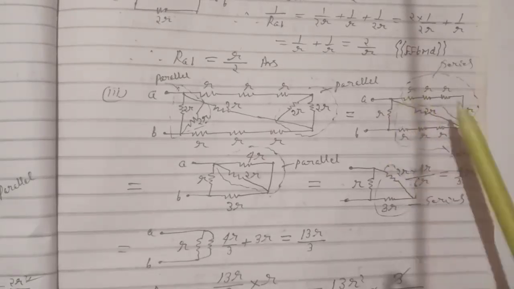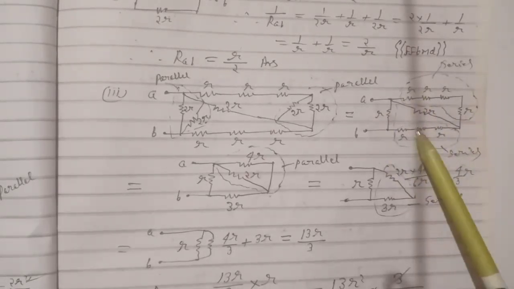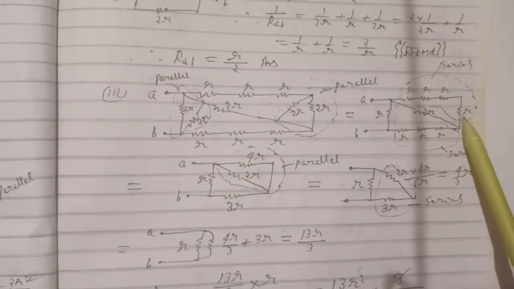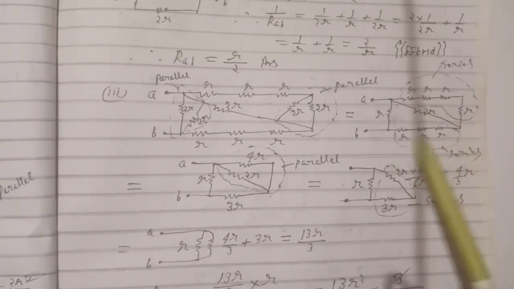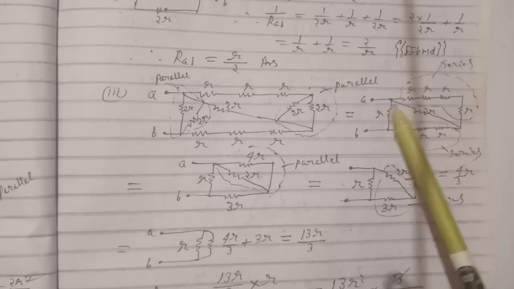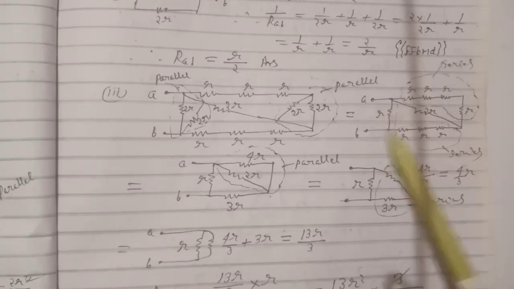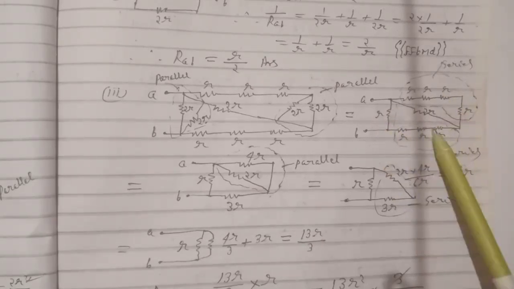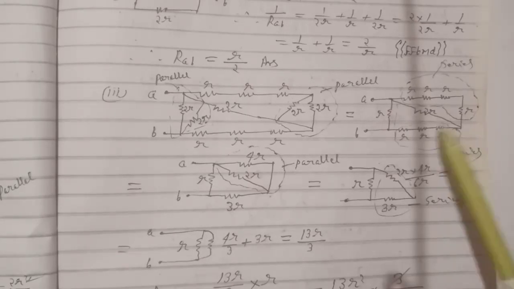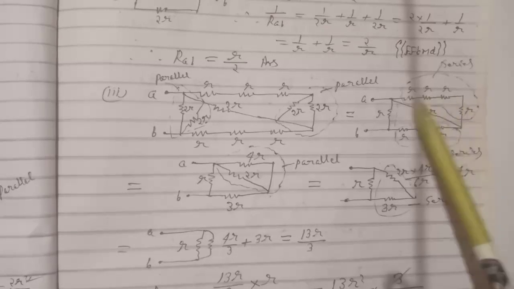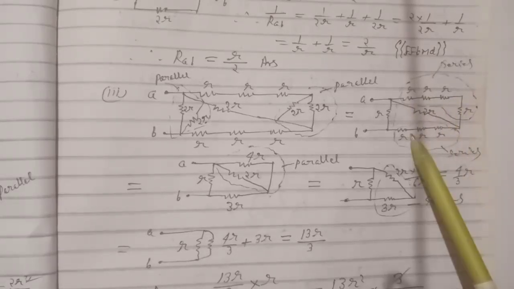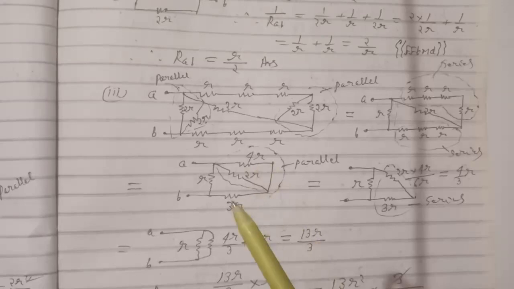So we are left with this combination. Again we see that these four are in series and these three are in series. Okay, so first calculate this value, then this will be 4r and this will be 3r. So we have written 4r and 3r.